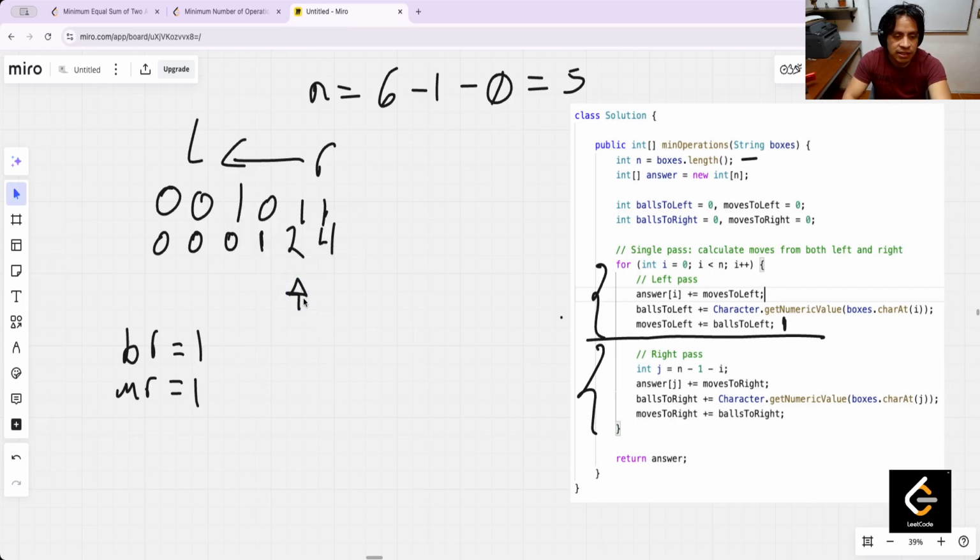Now move to the next. Okay, I think that is much better right now, the sound, right?